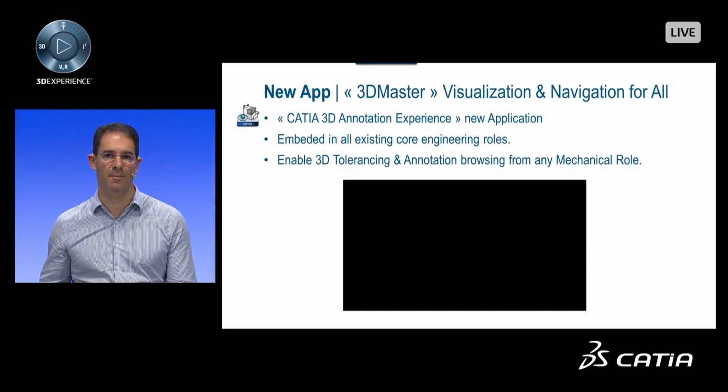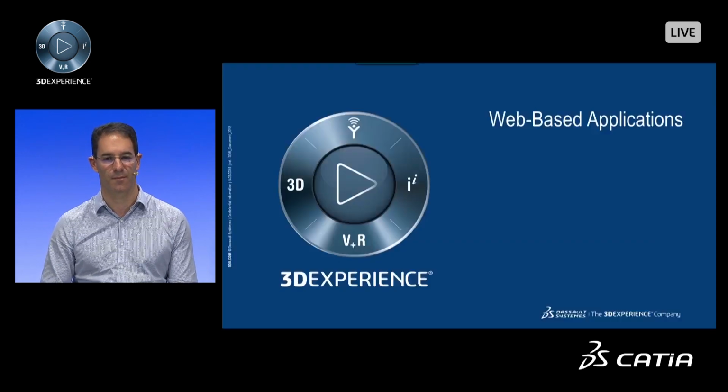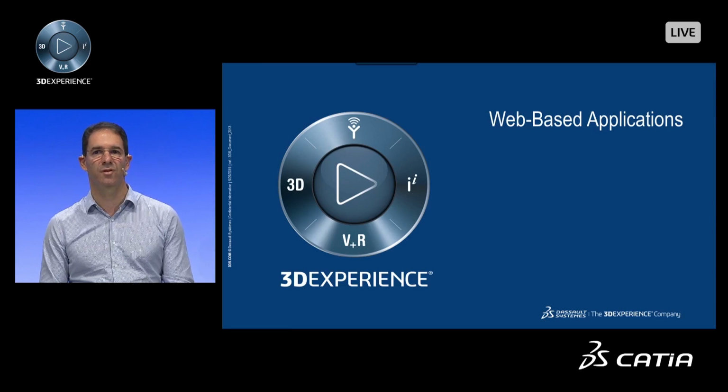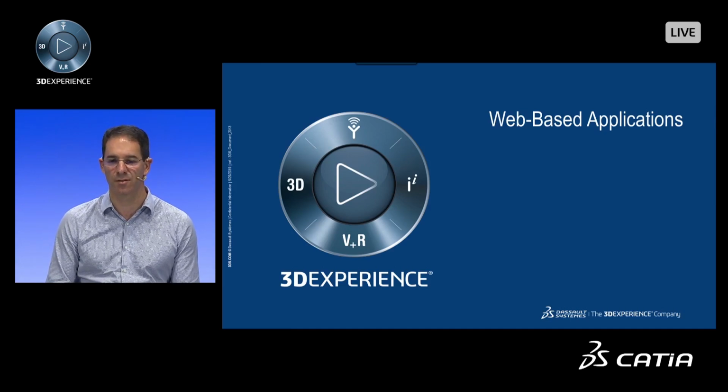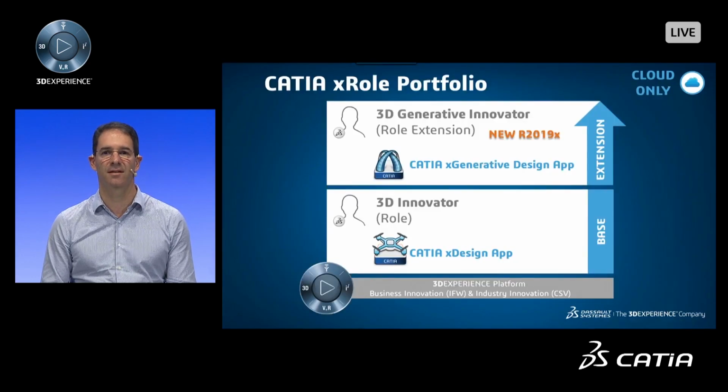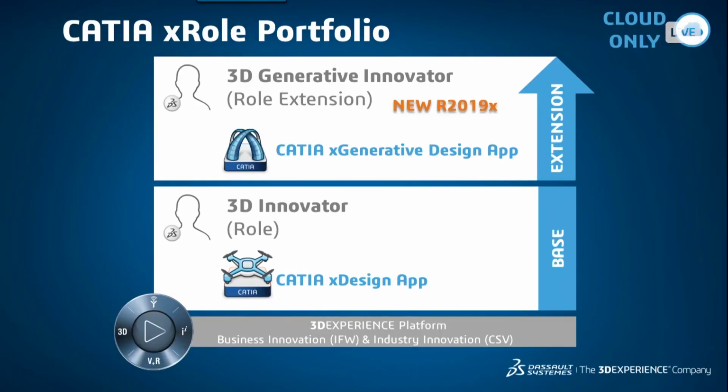We have also a similar application available in the web browser that can be very useful for managers that don't have any CATIA seat on their desktop. So now let's focus on our web-based applications. We have, in fact, two roles that are only available on the cloud and with a simple web browser. The first one is 3D Innovator. It brings an app called CATIA X Design. And we have also an extension role that is new in release 2019x that is called 3D Generative Innovator.